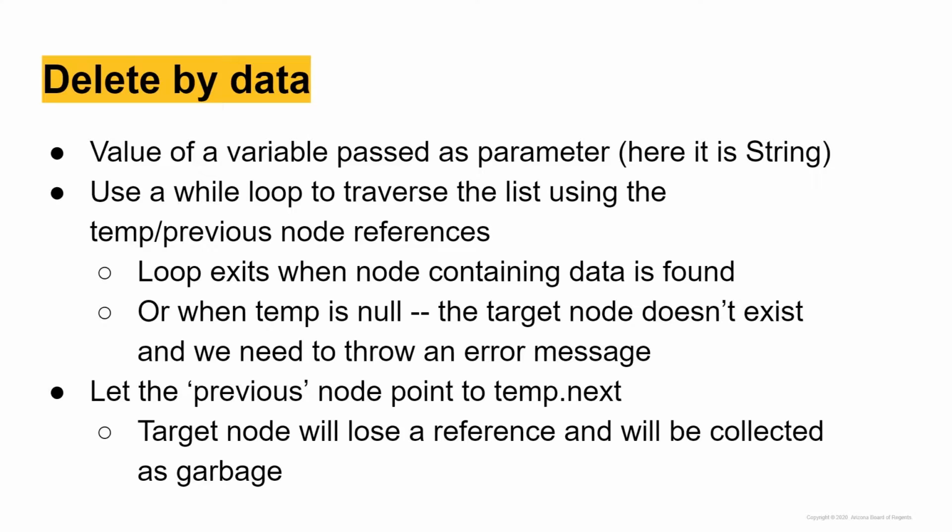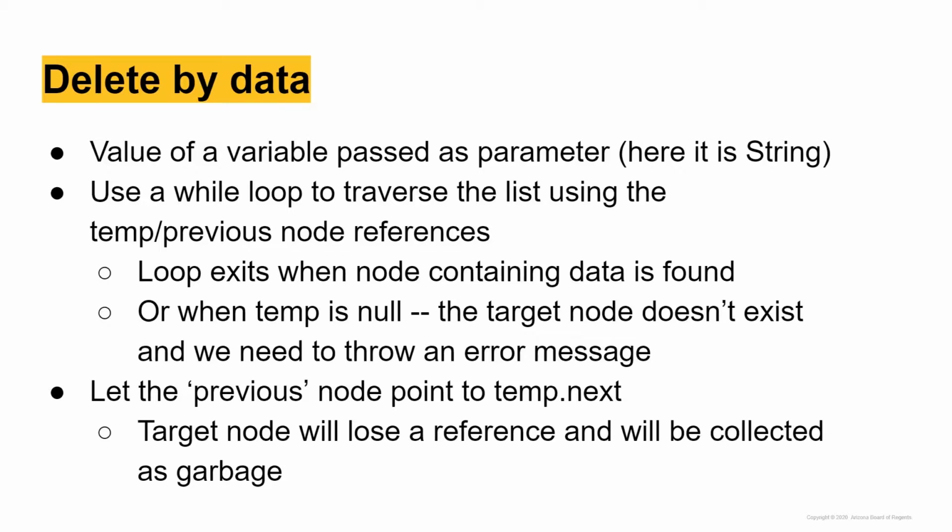So let the previous node point to temp.next. Once we've found the node with the name that we want to delete, we let the previous node point not to the temp node, but to the temp.next node. So we're kind of bypassing from previous around the temp node to the temp.next node.